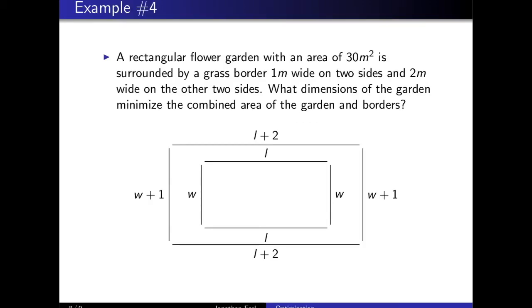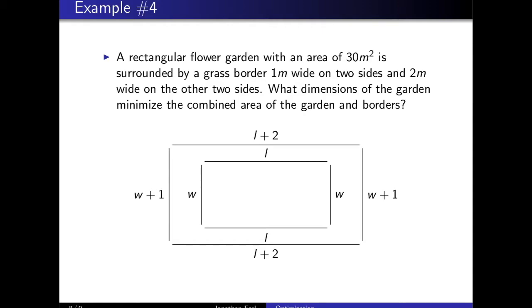So what I'm going to do is define this inner rectangle to have side lengths L and W, so that will be the length and width for the garden. L times W will be 30, and then we're going to have this outside rectangle with side lengths W plus 1 and L plus 2, to account for the borders.